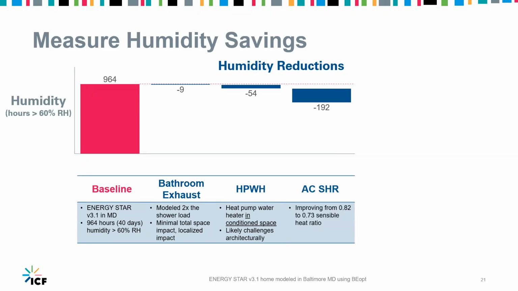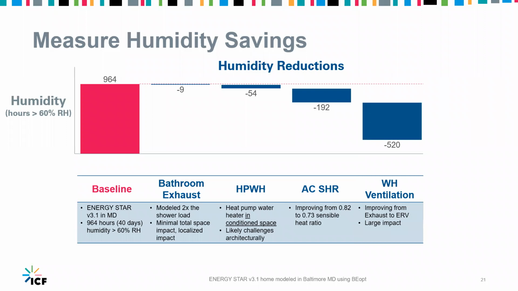Third one I looked at was I took the air conditioner and basically gave it more latent capacity. I lowered the sensible heat ratio. That was a pretty decent impact, 192 hours. So we're starting to cut into that total. And then the last thing I looked at was I switched from using an exhaust system to an ERV in the home. That was a big change, 520 hours it cut off. So that ventilation strategy was a huge driver of those high humidity events.